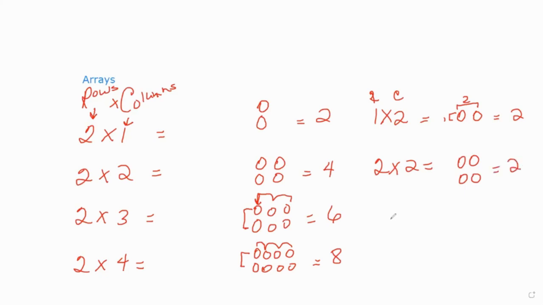Okay, let's do this one, which would be a 3 times 2. Oops, let me make this look right. Okay, 3 times 2, you have 3 rows and 2 columns. You see that? So this is a 3 by 2. So you add the numbers up, you get 6. You see how this is 6 and this is 6.